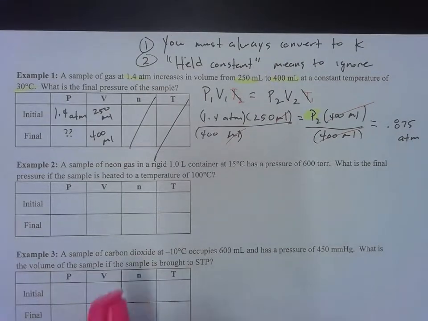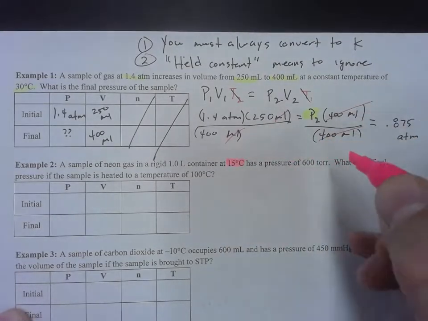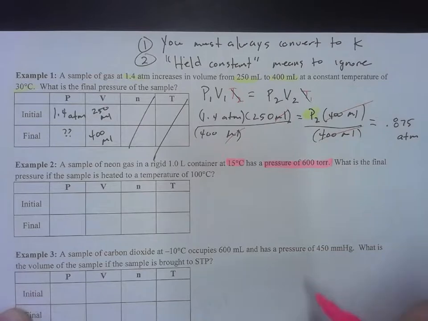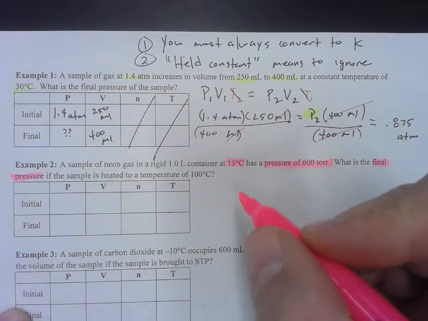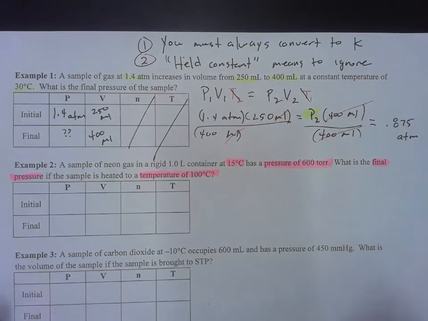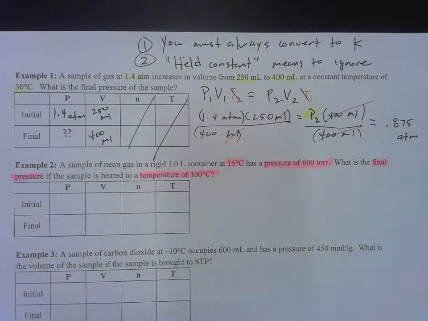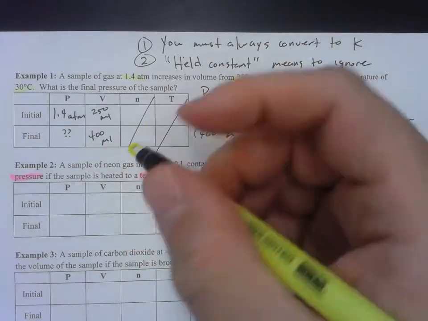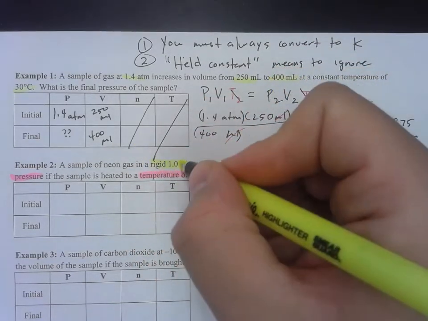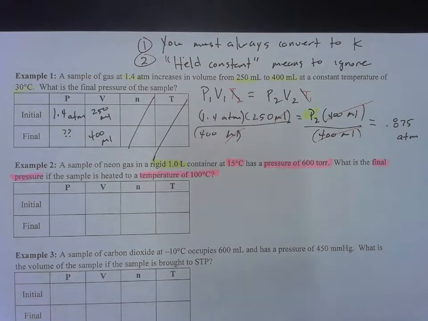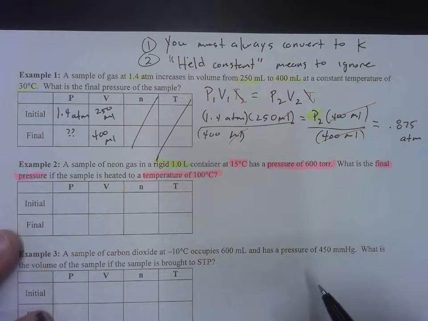Next, a sample of neon gas in a rigid 1 liter container at 15 degrees C has a pressure of 600 torr. What is the final pressure if the sample is heated to a temperature of 100 degrees C? Now, in this case, a rigid 1 liter container implies that the volume does not change. Rigid means it's very sturdy and it does not have any sort of give. You can imagine something like a coffee can would be a rigid container, whereas a balloon would be a non-rigid, flexible, or elastic container.